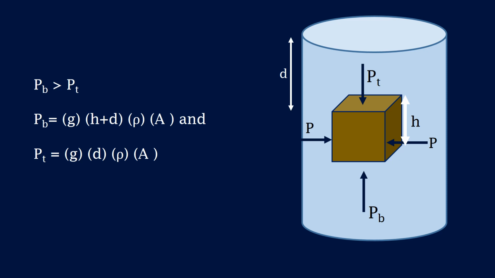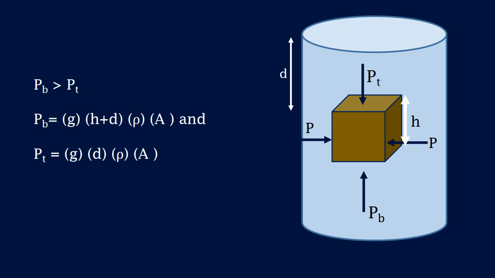Let h be the height of the object sunk, rho the density of the liquid, and A the surface area of the object. The pressure at the top and the bottom will be different due to the effect of gravitation, and Pb, the pressure at the bottom, is greater than the pressure at the top. Now, Pb is equal to g into (h plus d) into rho into A, and Pt is equal to g d rho A.